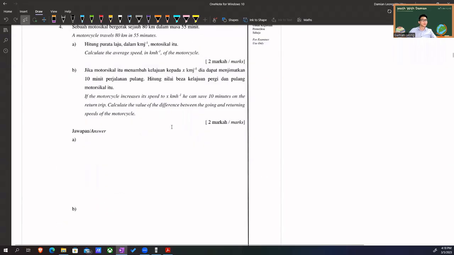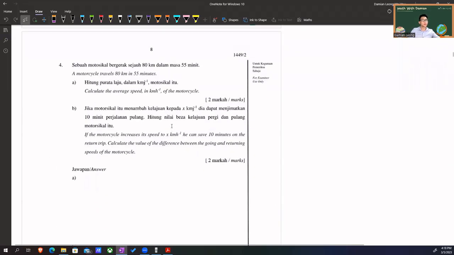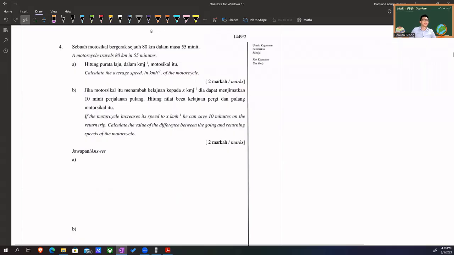Question 4. A motorcycle travels 80 km in 55 minutes. I want the average speed of the motorcycle. So 80 km in 55 minutes. Average speed is just total distance over total time. But I want average speed in km per hour. So make sure the time is in hours, distance is in km. Distance in km is already correct. Time here, 55, is in minutes. So I need to convert to hours. So I need to divide by 60.